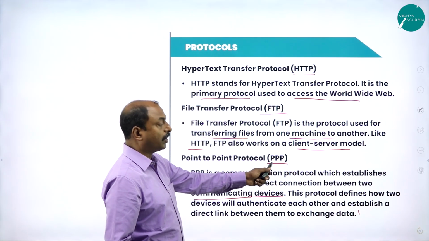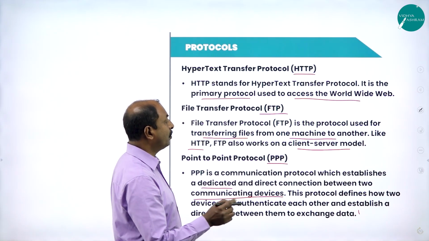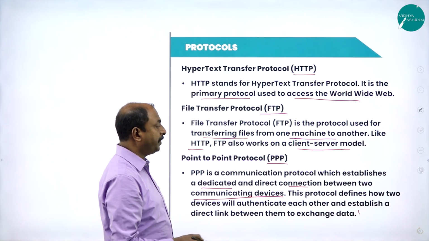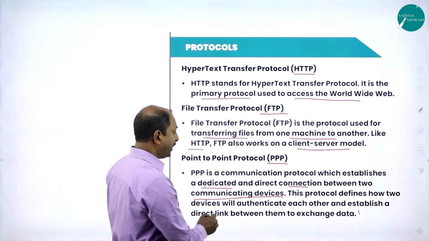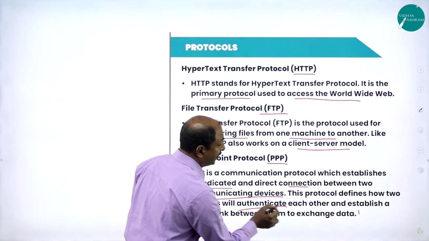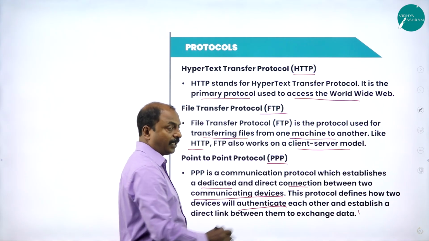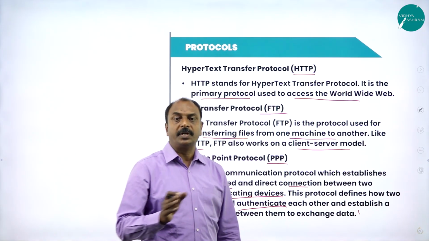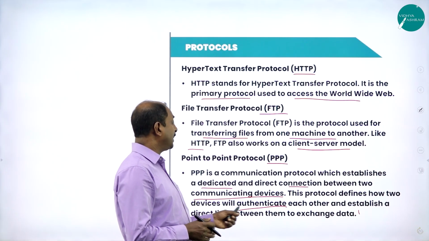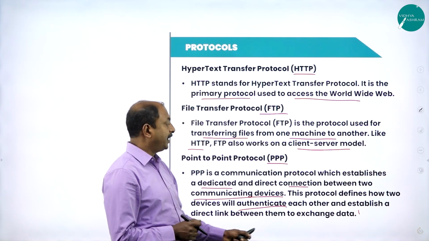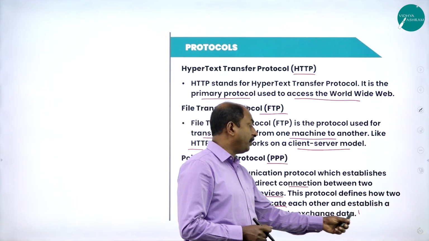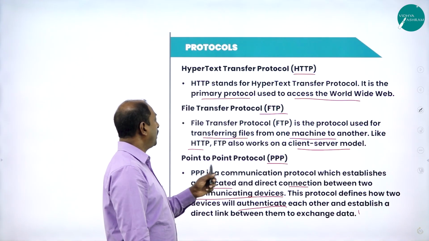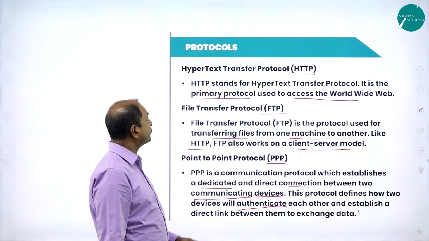So here, the responsibility of this protocol is to establish a direct connection between the two devices, and you have to authenticate each other and establish connectivity. So first it is going to establish the connectivity between the two network devices by authenticating at both ends. Then after that, data will be exchanged between two devices, that is with the help of PPP, point-to-point protocol.